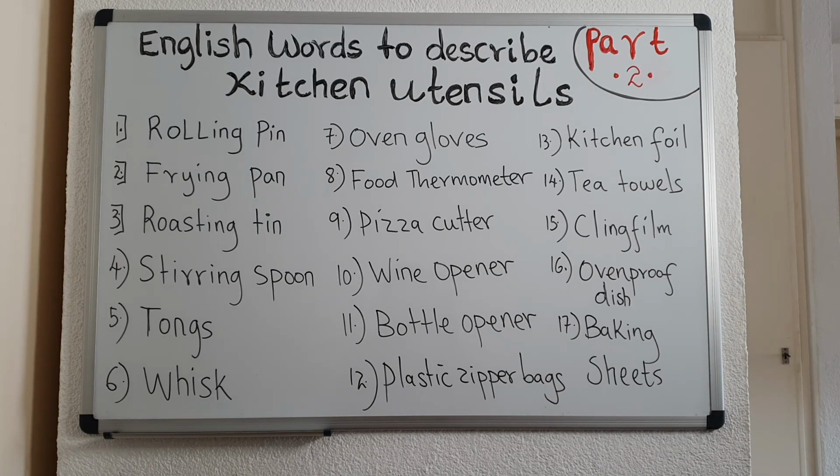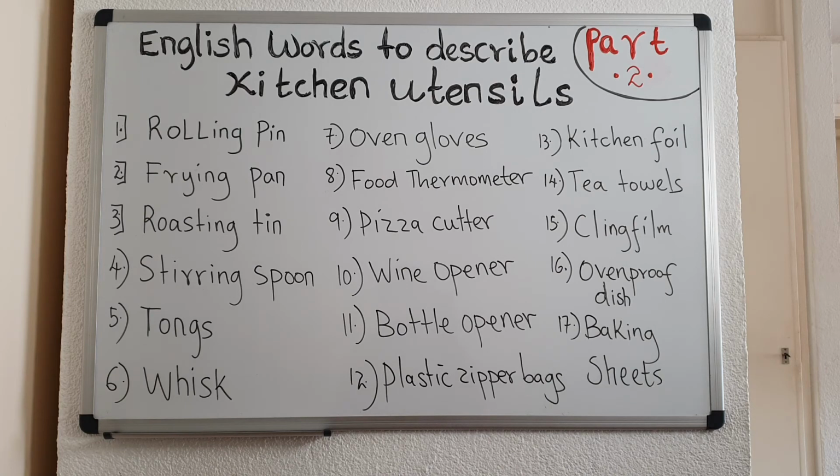Okay, so it is a kind of paper that looks metallic, and we normally use it to ensure that the food that we are roasting or grilling does not get stuck on the metal. Okay, the next word is tea towels.